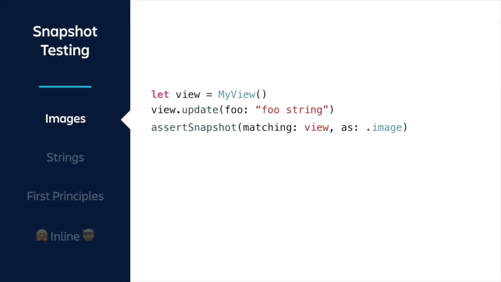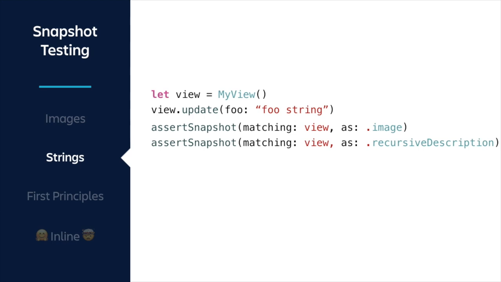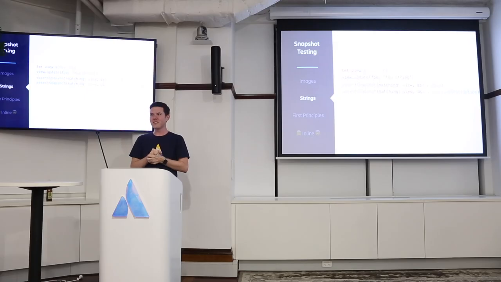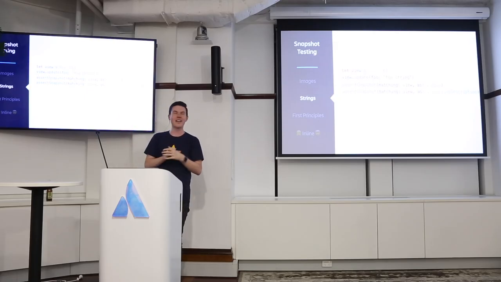So this is the test that we had before. This writes a binary file, like an image, to your Git repo. And with one extra line, we're now doing a recursive description, like just a text-based description of your views and their subviews, right? It's just a one-line change. It looks the same. You're just passing a different strategy, right? Pretty cool, pretty simple. Go watch the video online, and they'll describe how cool this is.